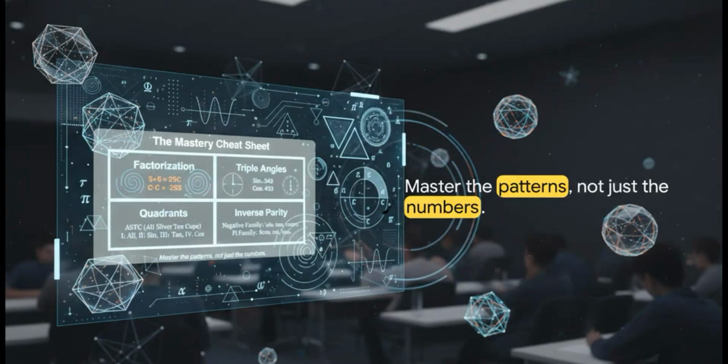True mastery isn't about brute force memorizing every single formula. It's about really understanding the core patterns, the factorization shortcuts, the triple angle number tricks, the ASTC rule for quadrants, and those two families for inverse functions. If you get the logic behind these four boxes, you've pretty much got the whole system figured out. The goal is to master the patterns, not just the numbers.